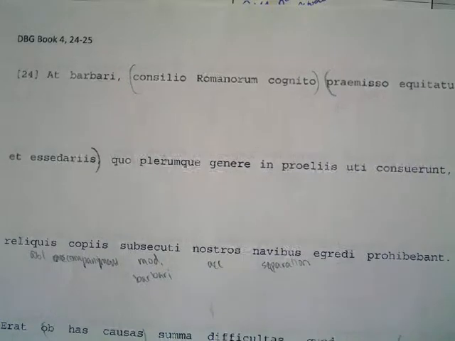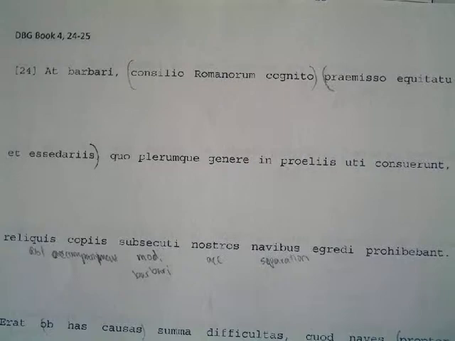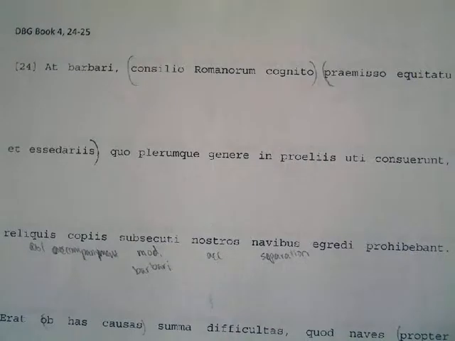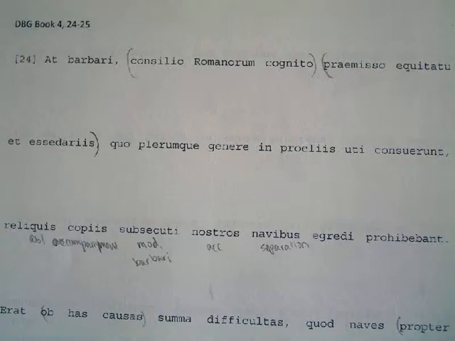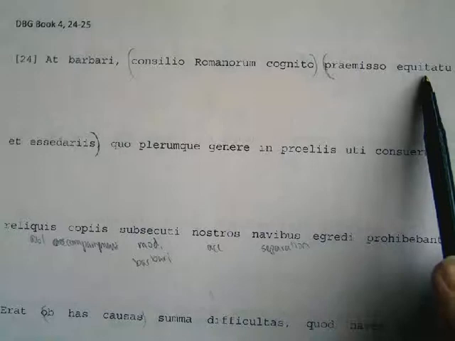After barbari, you have two ablative absolutes, from consilio cognito and praemisso equitatu et essedariis. Remember, ablative absolutes are a noun and a participle, both in the ablative case, and the most common type are with the noun having been verbed. You can also say things like after the noun was verbed, or because the noun was verbed, or when the noun was verbed. You have a lot of options, and you pick which one sounds the best.